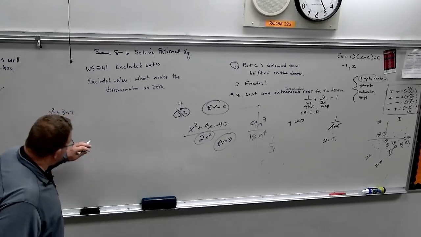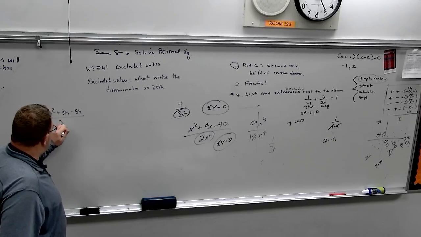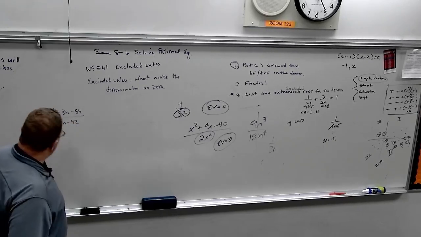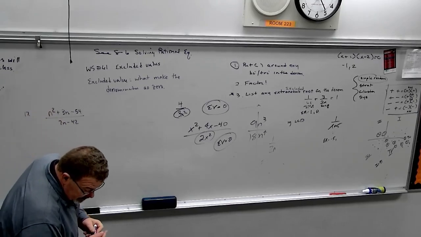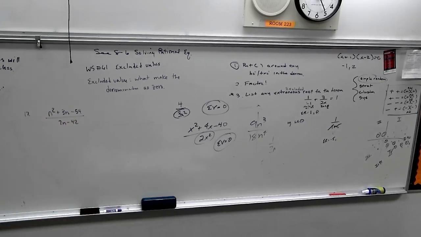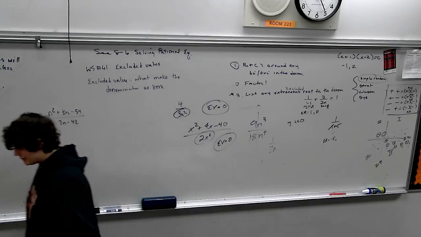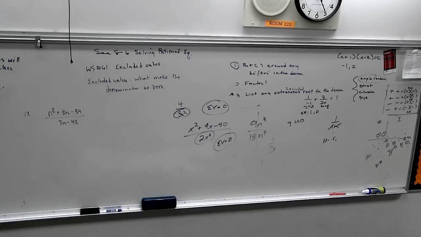Which one? 7? Since there's not a variable down there, you don't have an excluded value. There's nothing to make that zero. So just say none. Don't say 0, that's a number. Just say none. There's no excluded value. Because you have to have a variable in the denominator to have an excluded value.